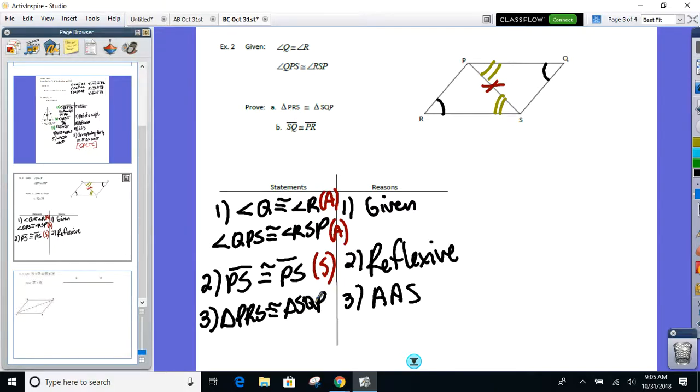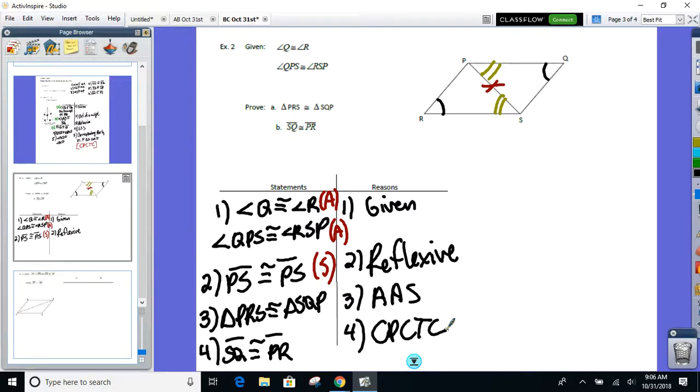And then next step, why would SQ and PR be congruent now? Now that you just proved the triangles congruent, why would SQ be congruent to PR? Because they are corresponding parts in these congruent triangles, CPCTC. Anything else from you guys?